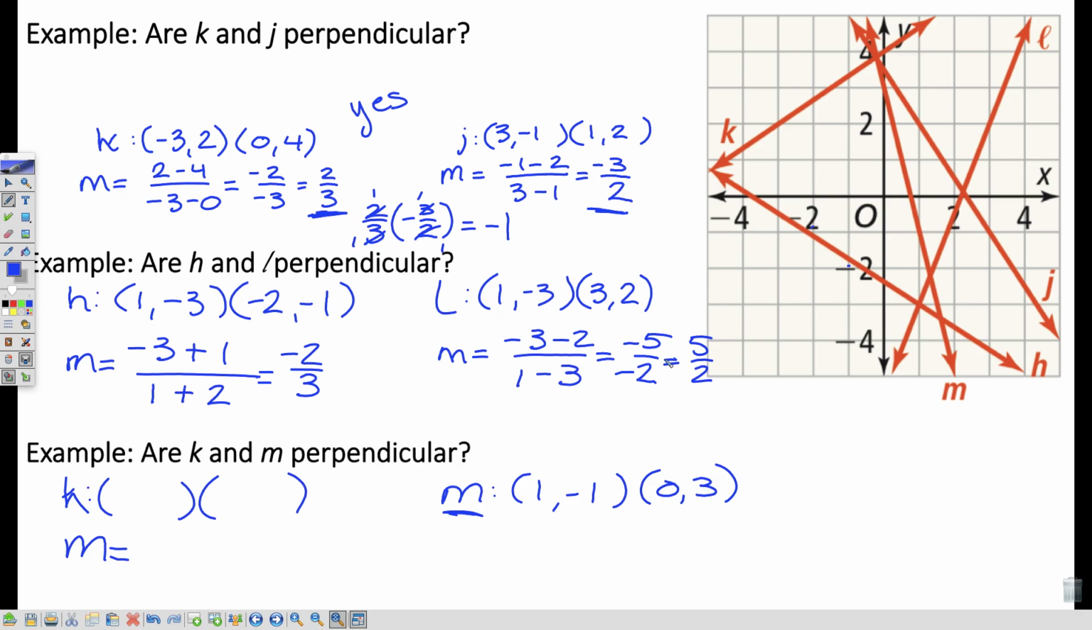Nope. Because when I take -2/3 times 5/2, I get -5/3, which is not -1, correct? Okay, so what was the slope for K? K was just 2/3.